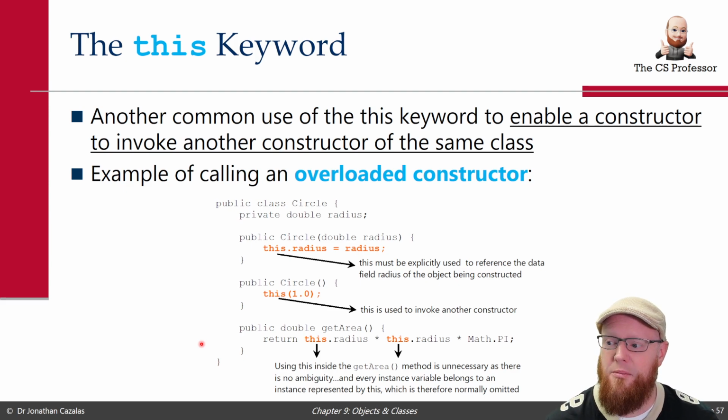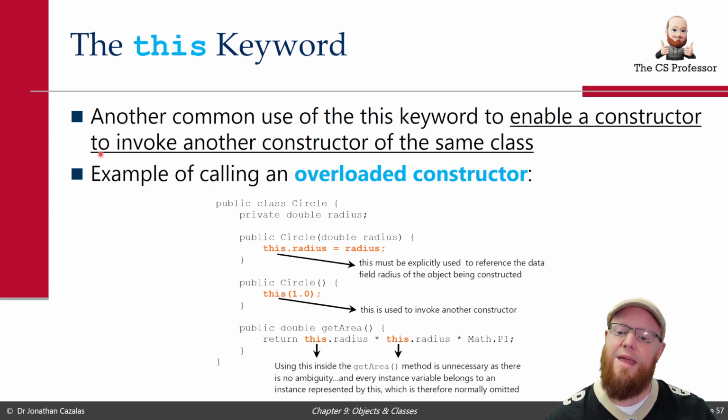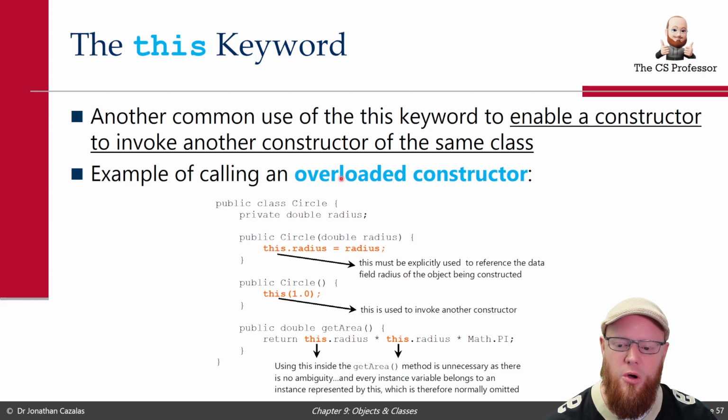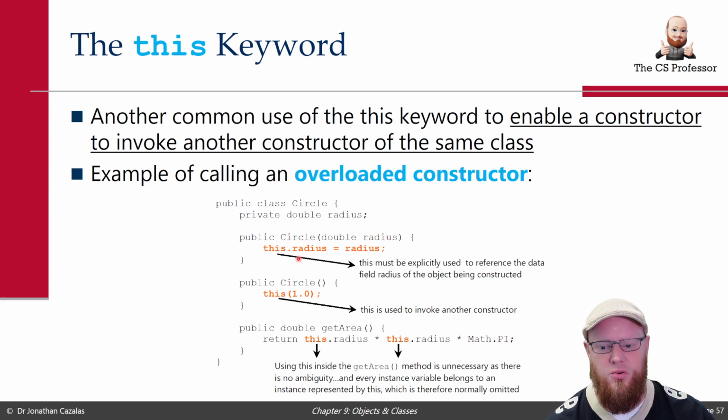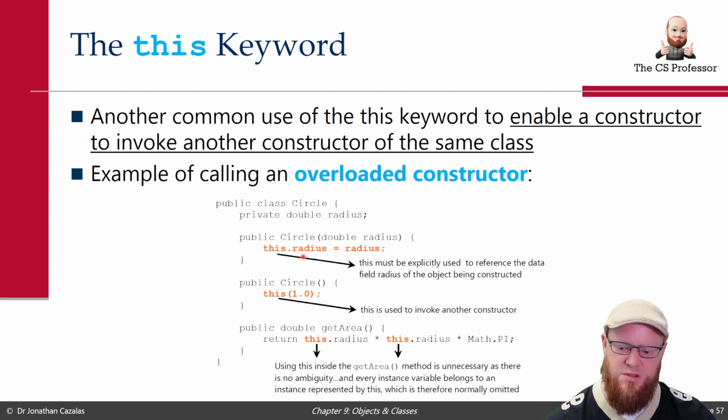Now, another common usage of the this keyword is to enable a constructor to invoke another constructor of the same class, which is kind of funky. It's really cool, and it's called constructor overloading, or an overloaded constructor. So here in this example, we have a class circle, and we have the same double radius. Here we have a basic constructor where we're assigning radius into the data member radius, as we've just described.